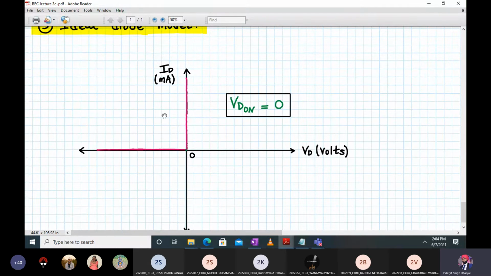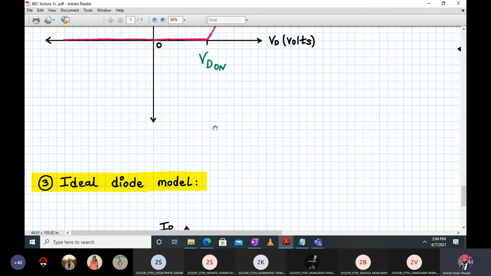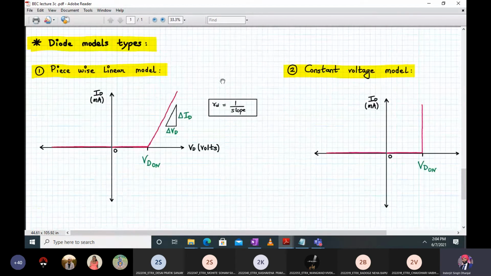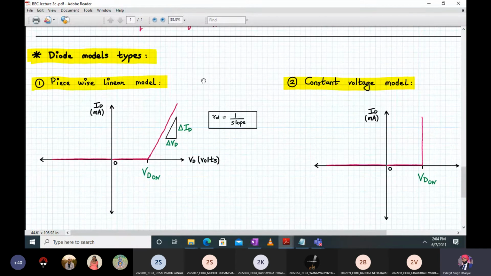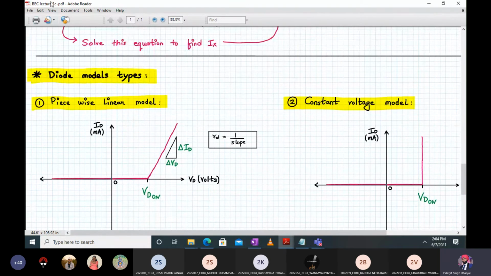VD versus ID in milliamperes. Fine with it? Okay, so these are the types of diode models. In the next session, that is 3D, we will be discussing the piecewise linear model, constant voltage model, and the ideal diode model in brief. Okay, so this is all about lecture number 3C.